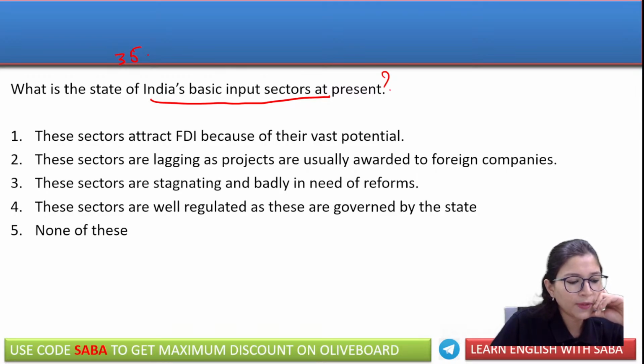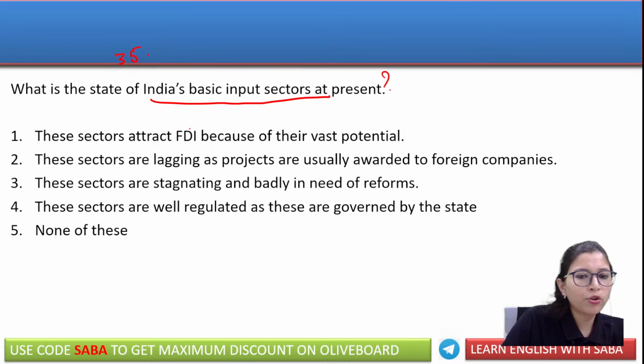If you want to see the passage, you can tell me. I will show you the passage. Everyone is saying third. Madhu is saying fifth. See, these sectors attract FDI. FDI के बारे में कहीं बात नहीं हुई है. पूरे passage में we have not talked, we have not discussed FDI. Okay, so it is incorrect.